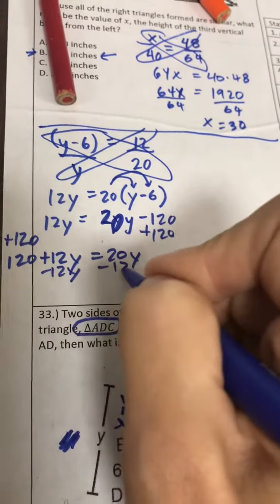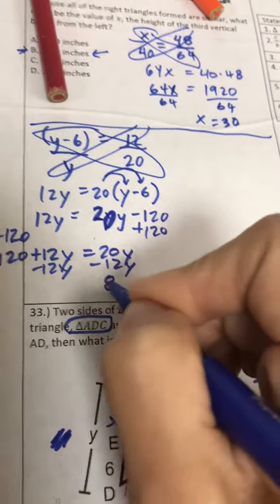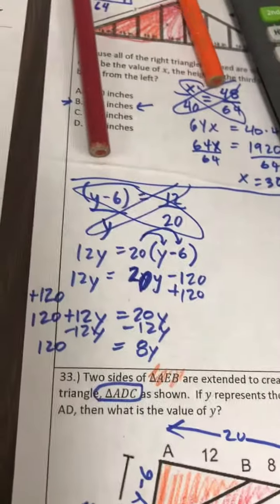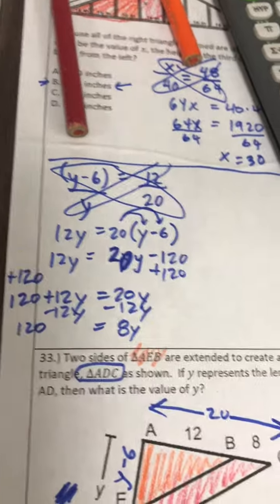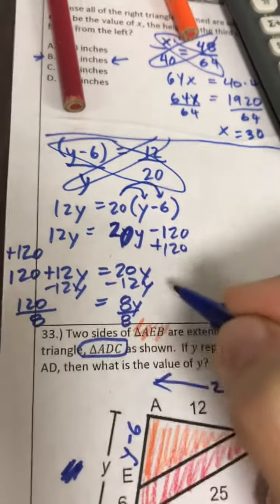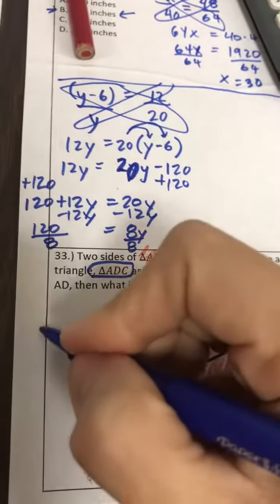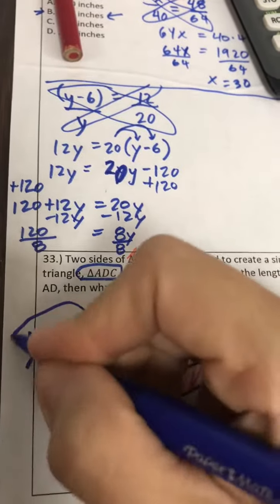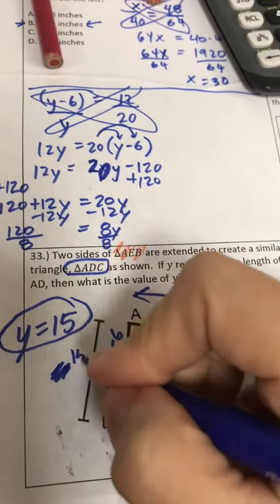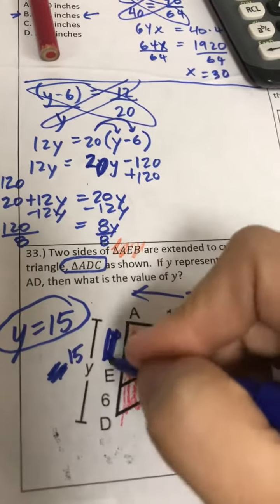Subtract 12. That would give us 8y. It's 120. So if I take 120 and I divide by 8, I get 15. Now again, we can double check our answer. So if this is 15, then that would end up being 9.